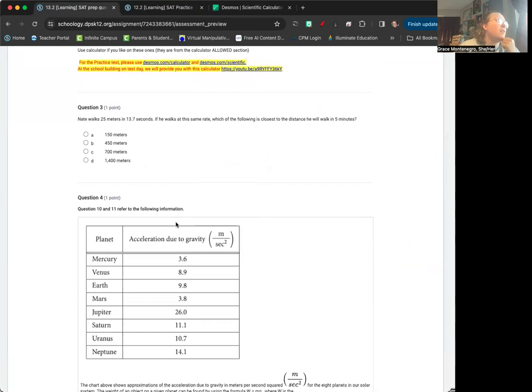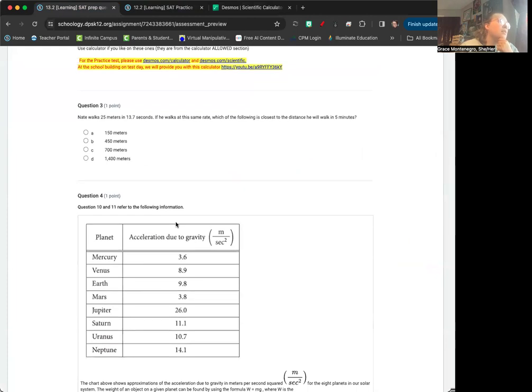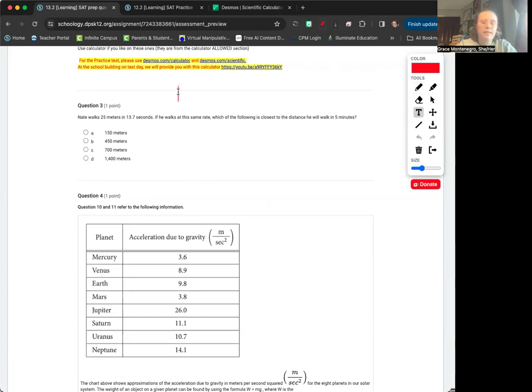Nate walks 25 meters in 13.7 seconds. If he walks at this same rate, which is the following, closest to the distance he will walk in 5 minutes. Oh, I'm wrong. We don't do meters. It's still meters. We just have to convert from seconds to minutes. How many seconds are in a minute? 60. So 1 minute equals 60 seconds.